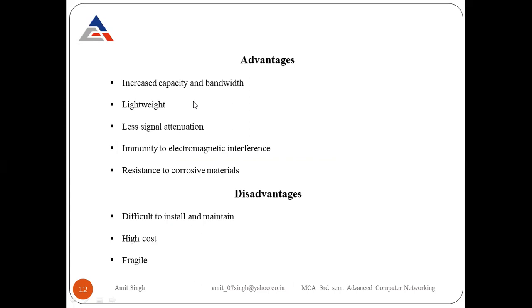Now we have some disadvantages. The first disadvantage is that it is difficult to install and maintain. Maintenance is very difficult because we are using light signals. We are using light to travel our signals. That's why it is difficult to install and maintain. Second, high cost. We are using light signals, we are using a different wire, so the cost of this wire is always high compared to the other ones.